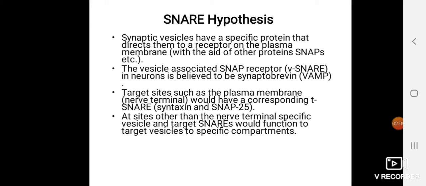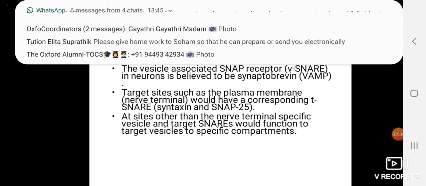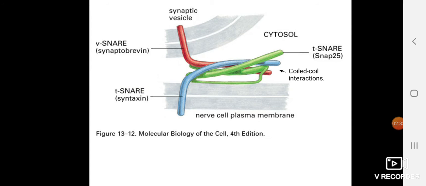These SNAPs have receptors, the vesicle associated SNAP receptors, that is the V-SNAREs and T-SNAREs. They help in the fusion of vesicles, and this fusion plays an important role in carrying protein molecules to specific organelles, or for secretion into the plasma membrane, or for targeting proteins into the membrane. You can see the SNARE complex that forms during fusion, which brings the two membranes very close to each other, leading to fusion.